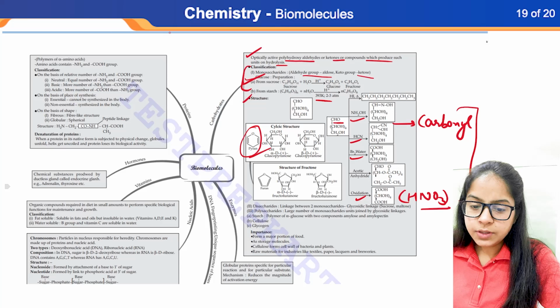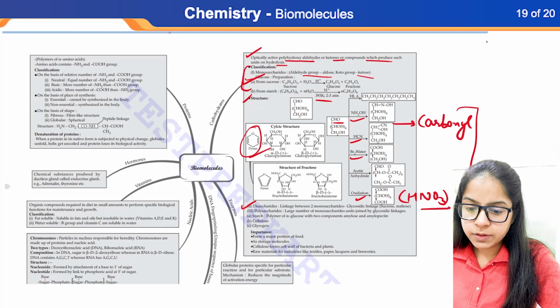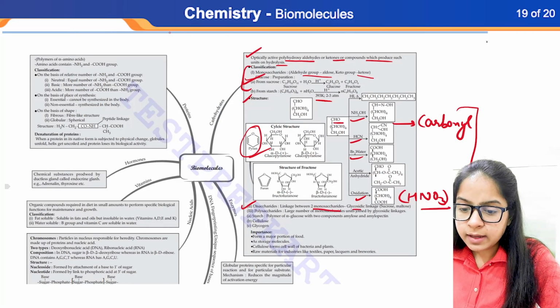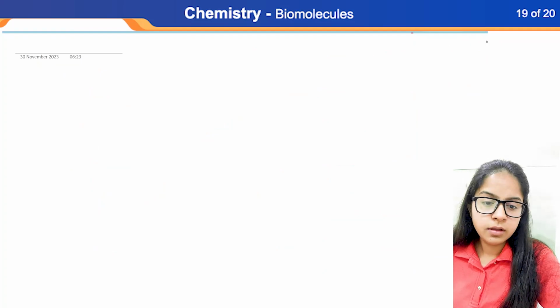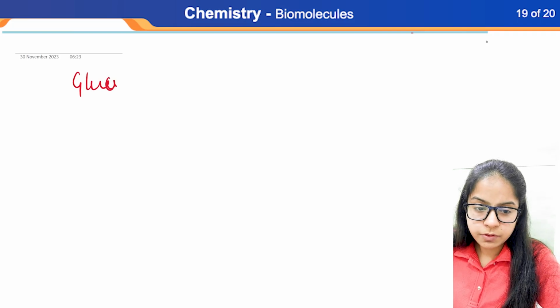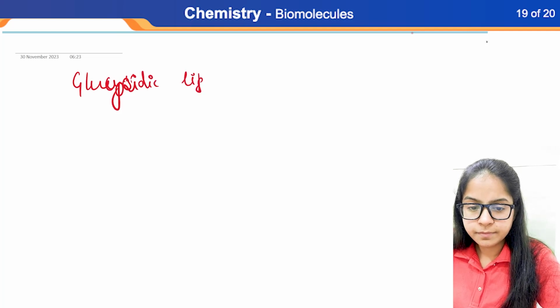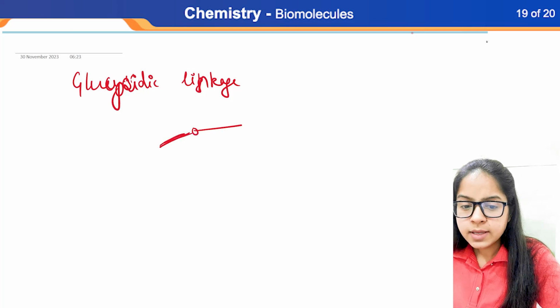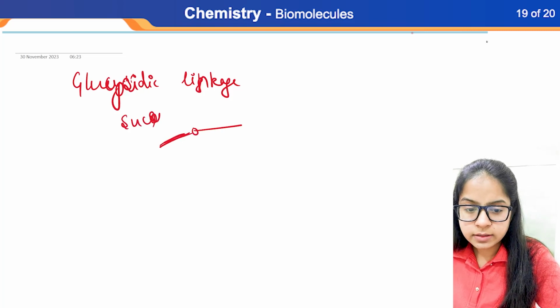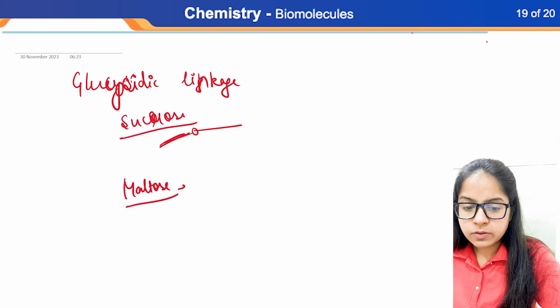Now the next one is disaccharide, the linkage between the two monosaccharides by the glycosidic linkage. Glycosidic linkage is very much important. Glycosidic linkage means oxygen linkage. So there is glycosidic linkage for sucrose and maltose. Maltose is a disaccharide and sucrose is also a disaccharide.